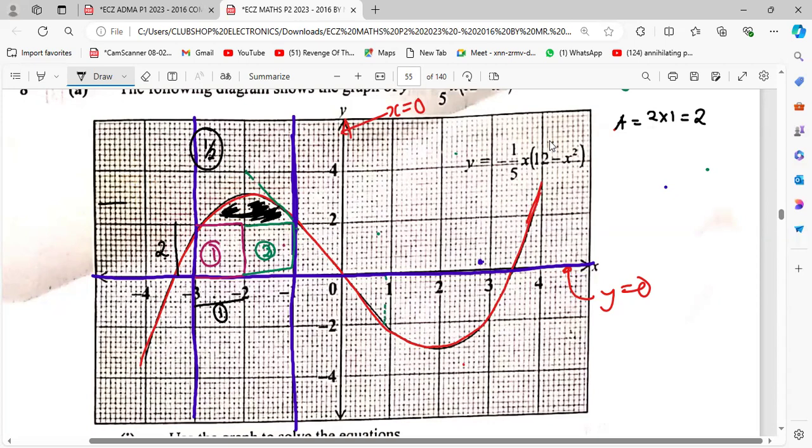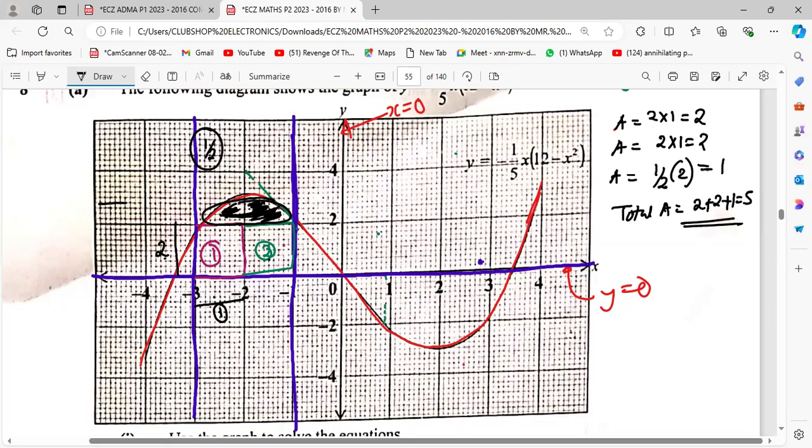The area for the second one is the same, 2 times 1, which is 2. Then for this part, we have taken it to be half, so the area is going to be half of 2, which is 1. So total area equals 2 plus 2 plus 1, and we get 5. That is our area there.